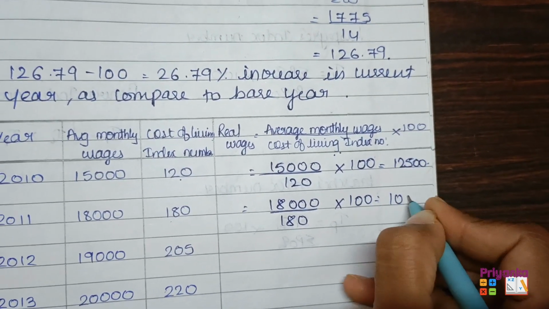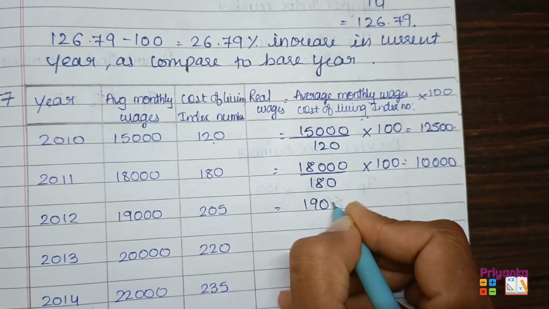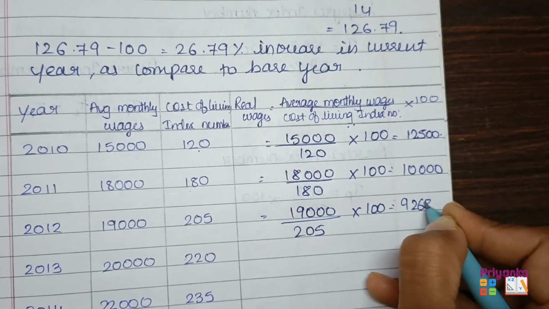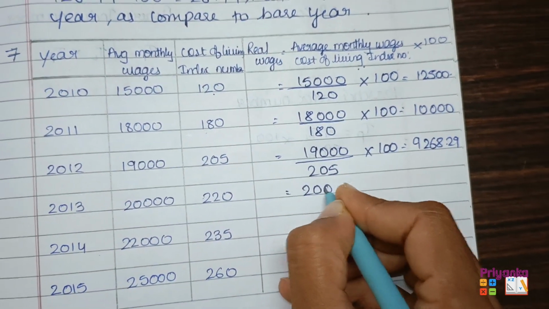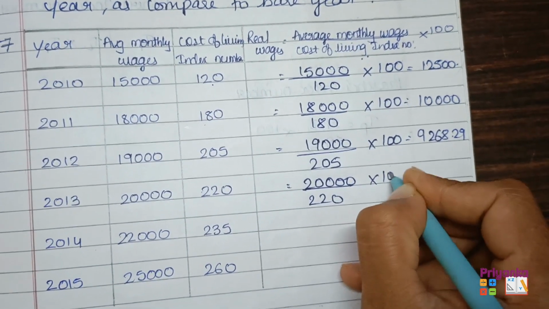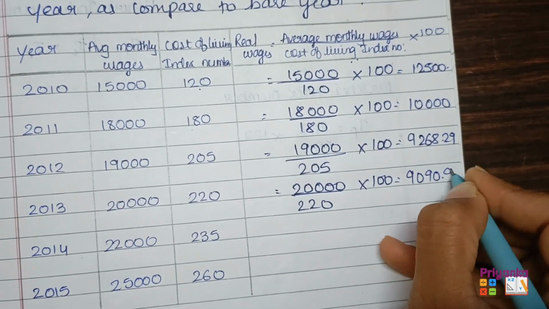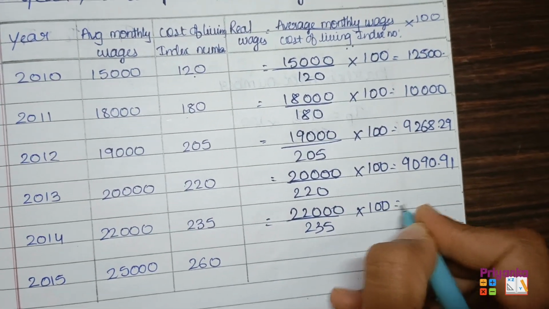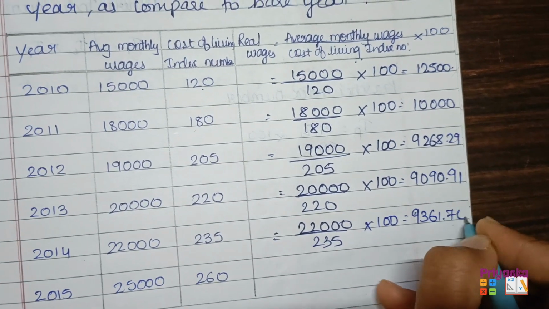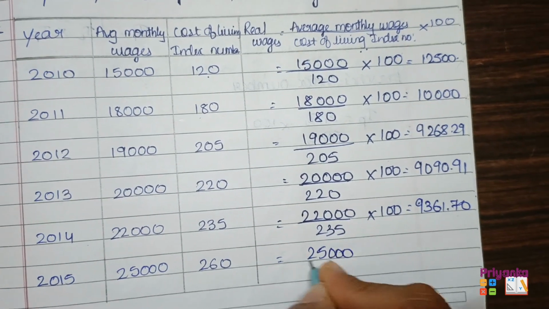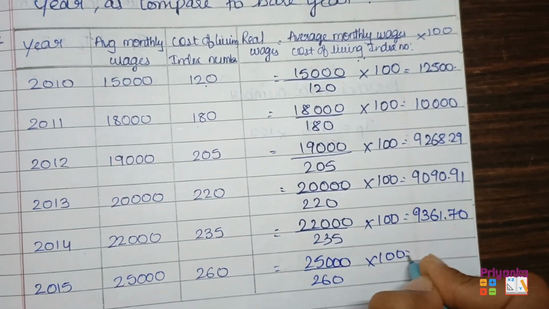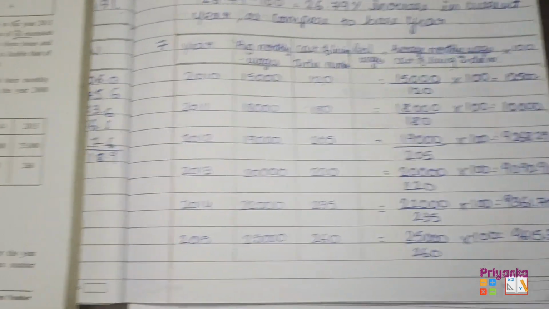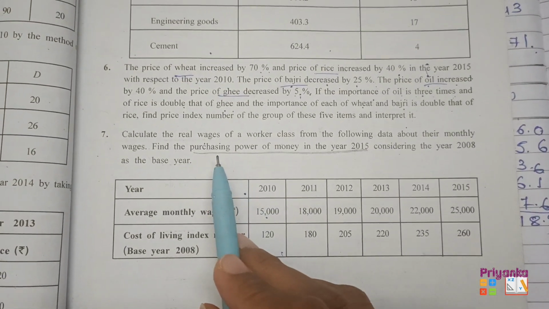Next 18,000 divided by 180 multiplied by 100. Here we get 10,000. 19,000 divided by 205 multiplied by 100. Here we get 9268.29. Then 20,000 divided by 220 into 100. Here we get 9090.91. 22,000 divided by 235 into 100. Here we get 9361.70. 25,000 divided by 260 into 100. The answer is 9615.38.